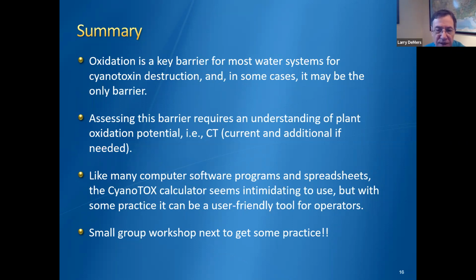Assessing the barrier requires an understanding of plant oxidation potential. So that CT concept, if you need to refresh your memory on that, there are slides in this presentation that you can review.